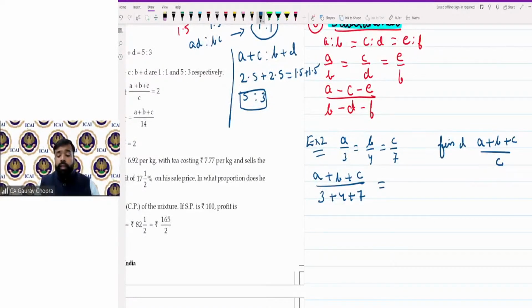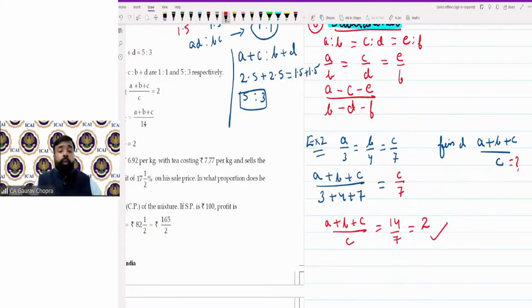Now, here in the denominator we require C. Therefore, we compare it with C. On simplification, what we are getting: A plus B plus C upon C is equal to 14 by 7. So 14 by 7 is 2. Hence, the result will be 2. Okay.